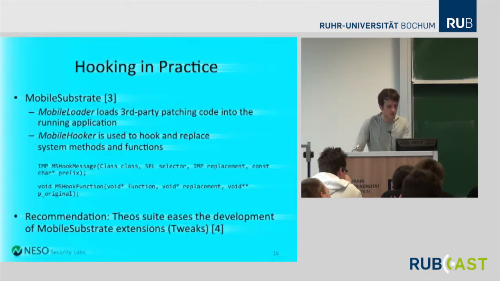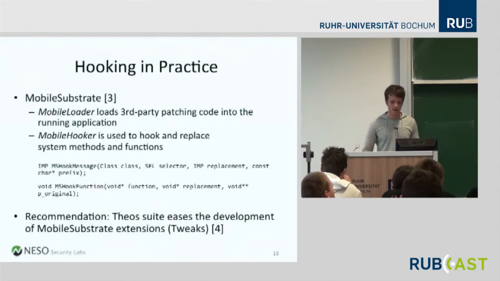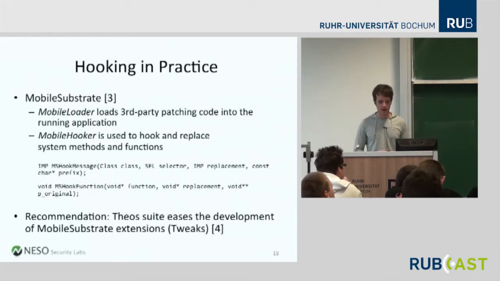The function MSHookMessage will replace Objective-C method implementations, and MSHookFunction is the same as MSHookMessage but for C or C++ functions. And to ease the development of such libraries, which are called tweaks in the iOS world, I recommend you to use the Theos development suite in the references to set up your build environment.